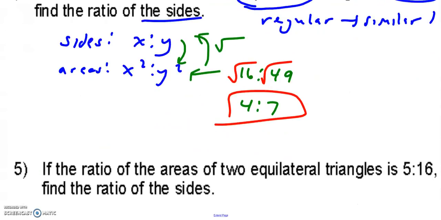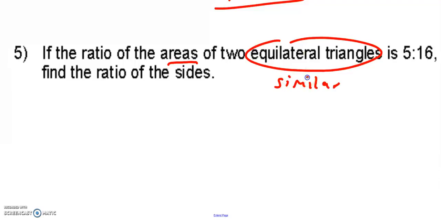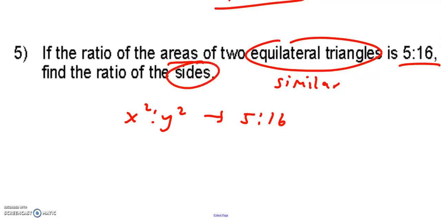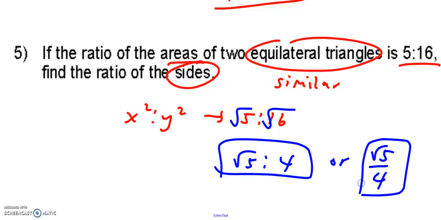Number 5, which is down here, let me extend this page. If the ratio of the areas of two equilateral triangles, again, it's equiangular and equilateral, so these two shapes must be similar. If this is the ratio of the areas, so I gave you that it is 5 to 16. To find the ratio of the sides, just like the last example, we could take the square root of both of them. 5 is not a perfect square, so your ratio would just be root 5 is to 4. And for all of these examples, by the way, guys, you definitely could write it like this instead if you'd prefer. It's your choice.